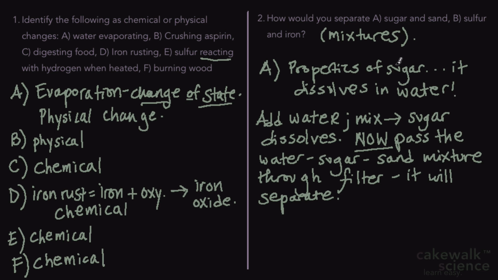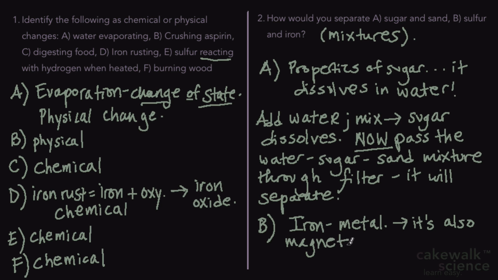Okay, for B we have sulfur and iron. What do we know about iron? Iron is a metal. Iron also just so happens to be magnetic. We can separate the iron because it's magnetic and the sulfur isn't. The iron will be attracted to the magnet and will be pulled out from the mixture.